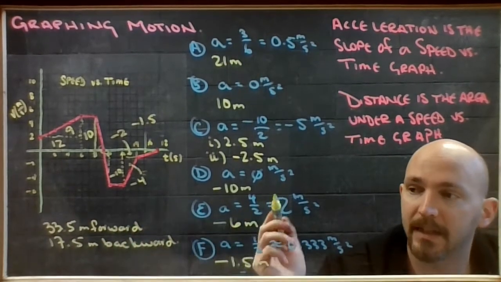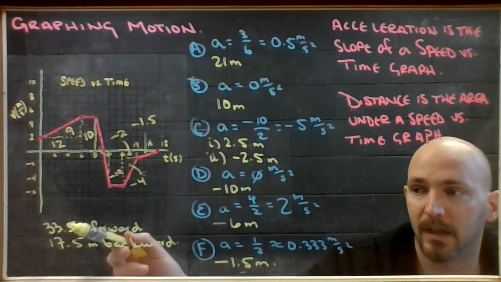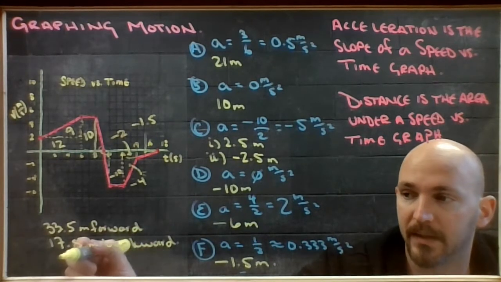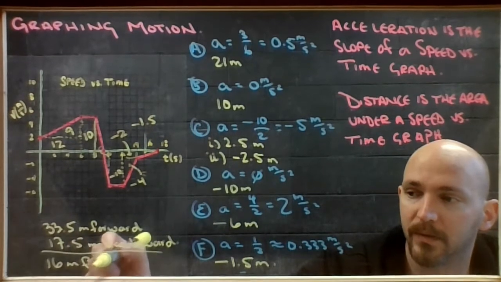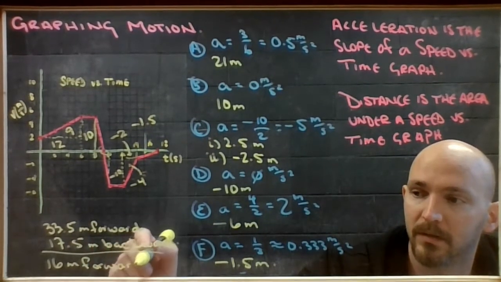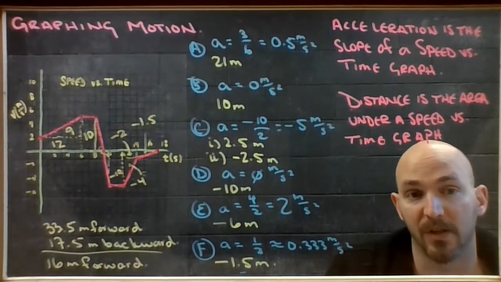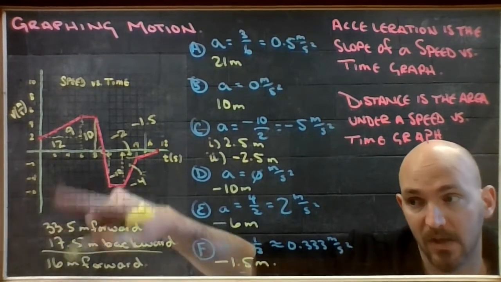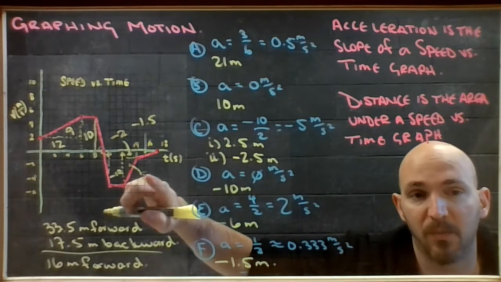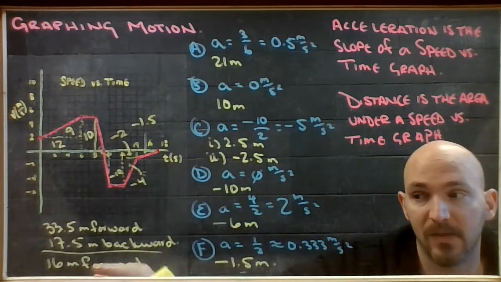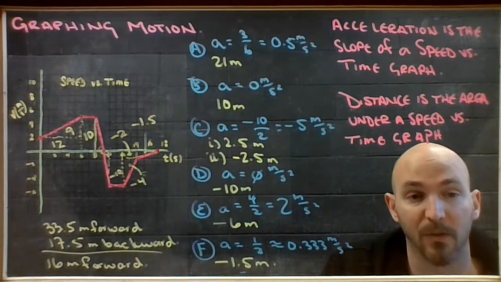And if you add that all up as a total, we're going to end up with 16 meters forward of their original starting position. So wherever they started, they went forward 33.5, backed up 17.5, which net leaves them 16 meters ahead of their original starting position.